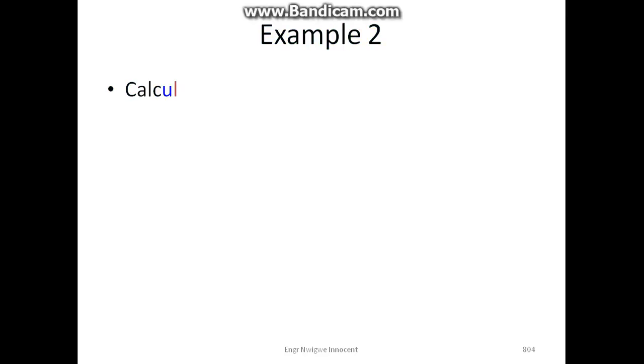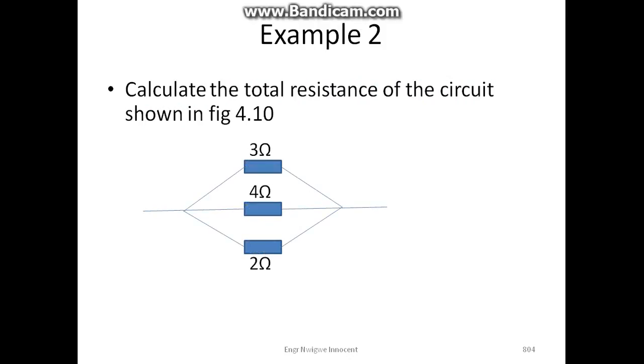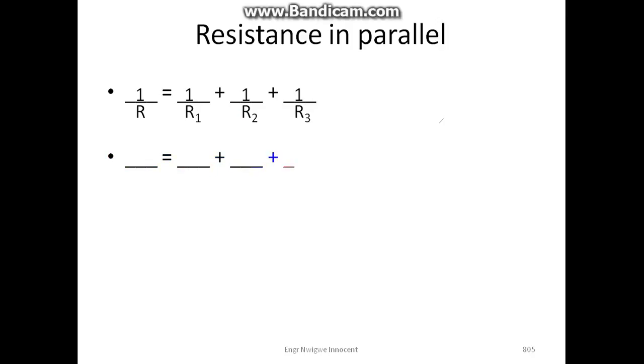Example 2. Calculate the total resistance of the circuit shown in figure 4.10. The diagram of 4.10. Resistance in parallel: 1 over R is equal to 1 over R1 plus 1 over R2 plus 1 over R3. Substituting the values, you have that 1 over R is equal to 1 over 3 plus 1 over 4 plus 1 over 2, which is equal to 13 over 12. R is equal to 12 over 13.